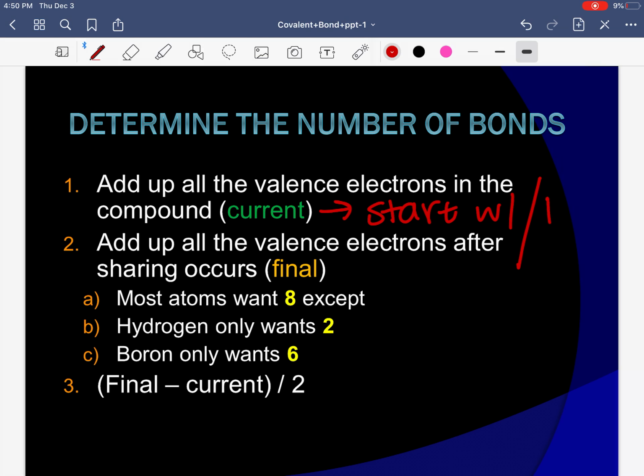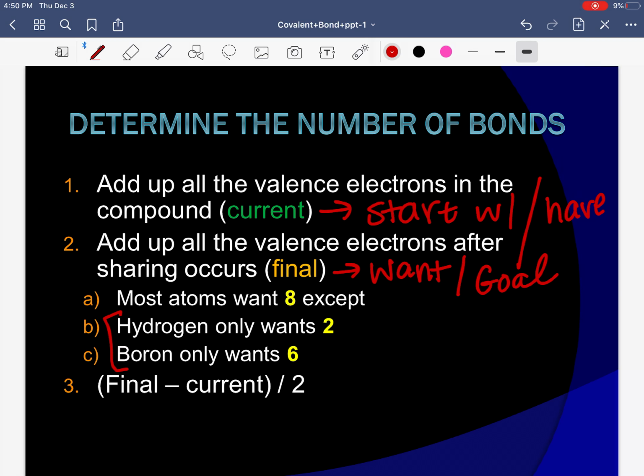Or let's call this what you have. Then you're going to add up all the valence electrons of what your final is. Basically, what's the goal, what you want to end up with. Most atoms are going to have 8 in their outer shell, but there are the exceptions of hydrogen and boron.